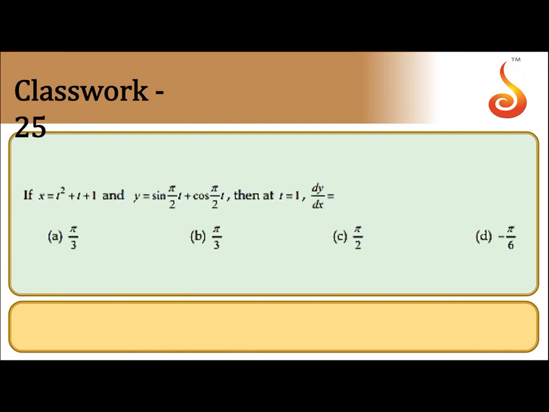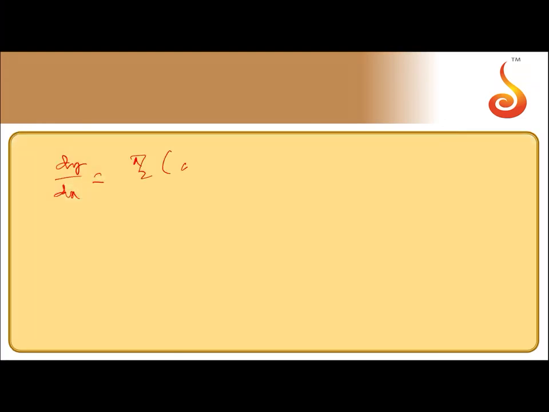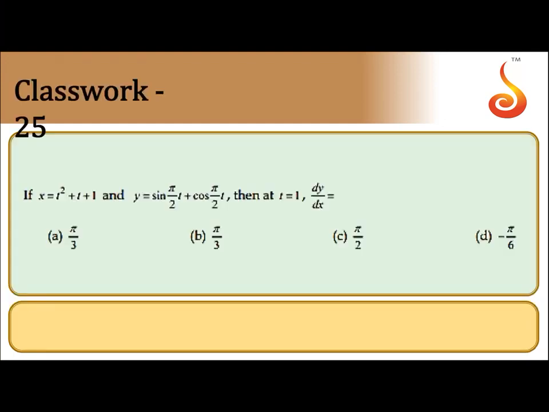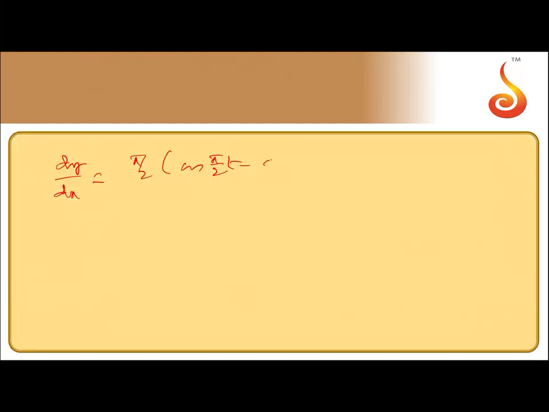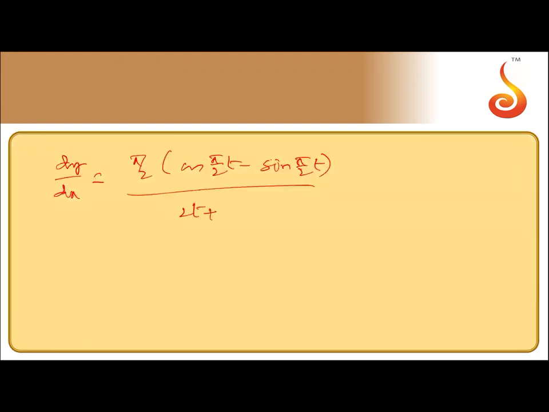Coming here, the 25th one. At the point t is equal to 1, then dy by dx is equal to 1. How much is that? Let me calculate. dy by dx is equal to dy by dt, that's nothing but sine of pi by 2 times t, which becomes pi by 2 times cos of pi by 2 times t, and pi by 2 times minus sine of pi by 2 times t, divided by the derivative of t square plus t plus 1, 2t plus 1. And I need the value at the point t is equal to 1.